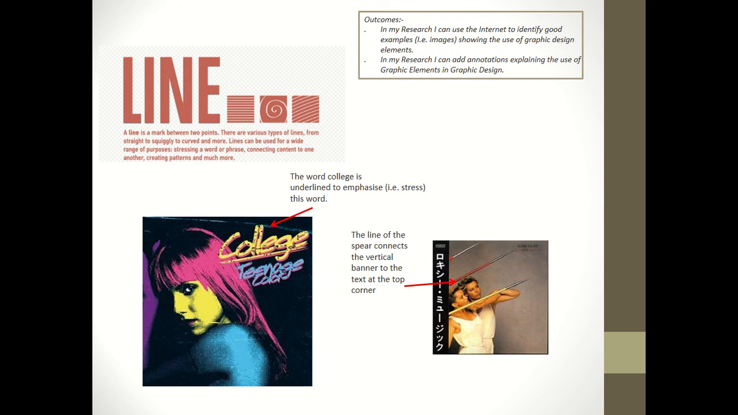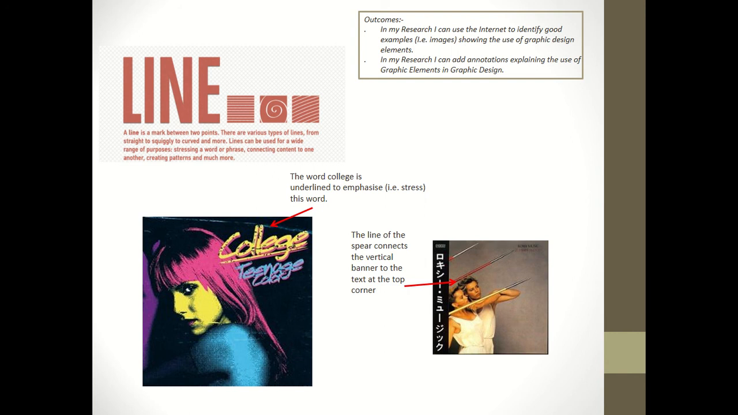So in this particular example, where we've got the front cover of an album, here we can see that under the word college, there is a line. So we can say that the word college is underlined to emphasize or stress this word. And that's what it says in the description of line. It says here that a line can be used for stressing a word. So that would be an acceptable comment, showing how line has been used in an actual example.